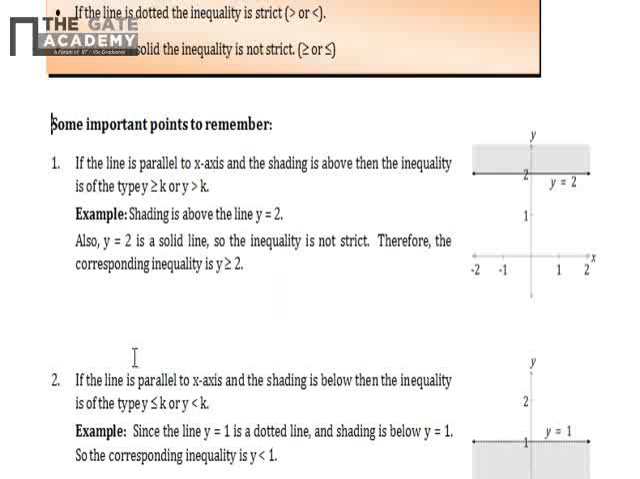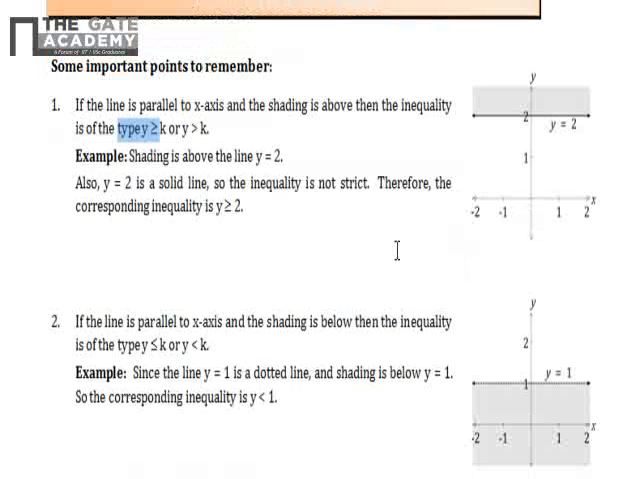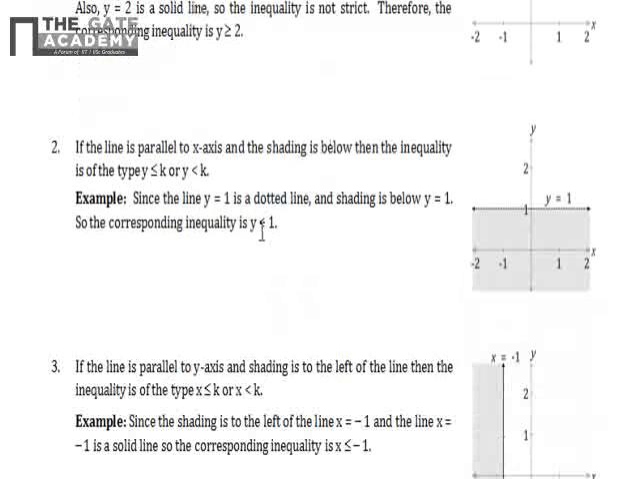Now, some very important points. Suppose the inequality is like y is greater than or equal to k, or y is greater than k. Then the shaded region will always be on the top side. Here I have taken one example. Suppose the inequality is y is greater than or equal to 2, then the shaded region will be on the top. Now if it is y less than 1, since it is strictly less than, we'll have to use a dotted line, and because it is less than, the shaded region will be in the bottom.